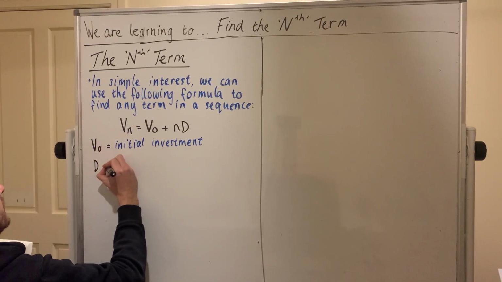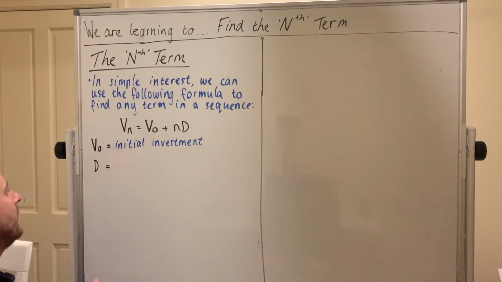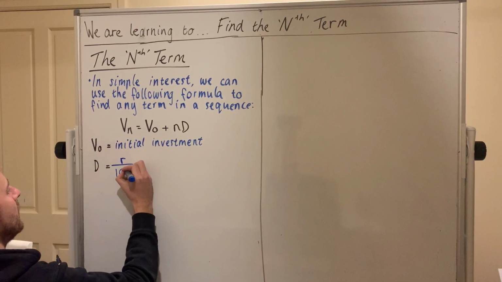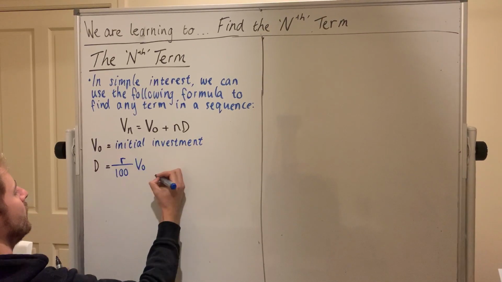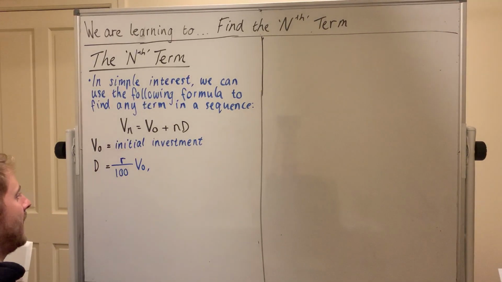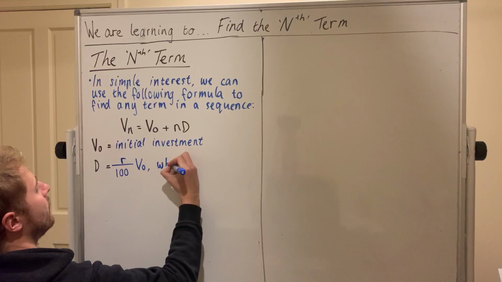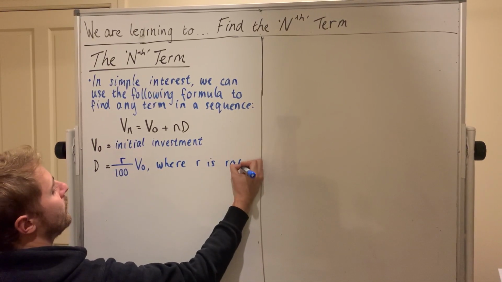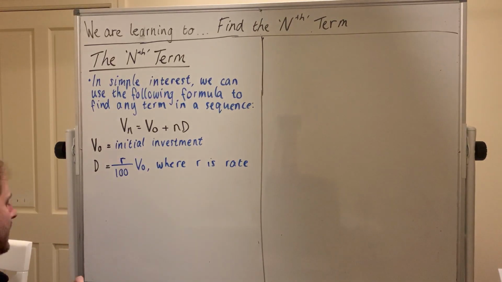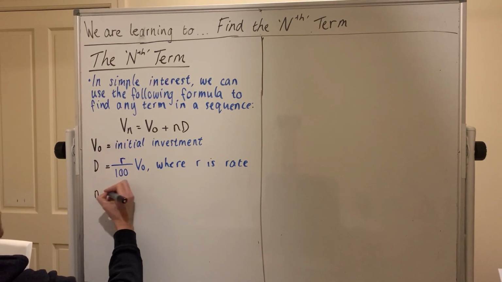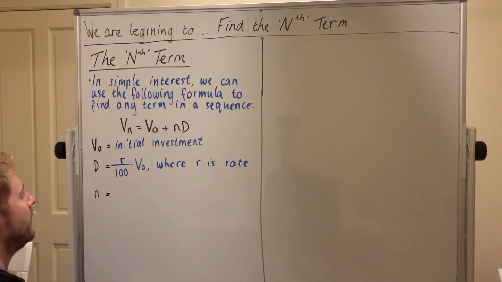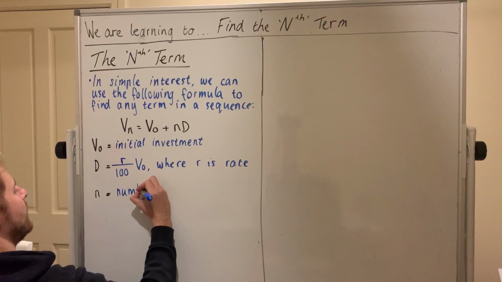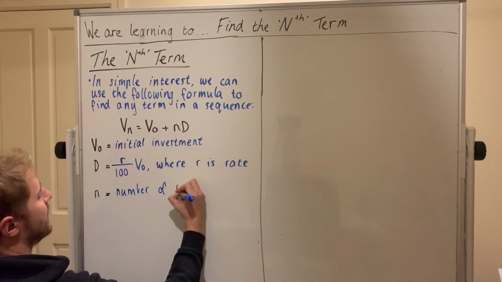D, we looked at D last lesson. We should hopefully remember that this was the formula, where R is the rate. So hopefully that one we remember. Now n is the one we haven't seen before. We'll call that the number of terms, so the term number that we're actually trying to find.